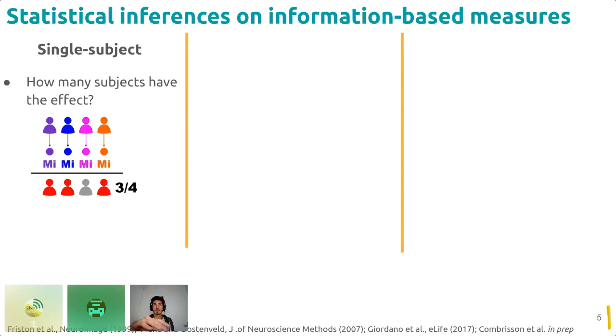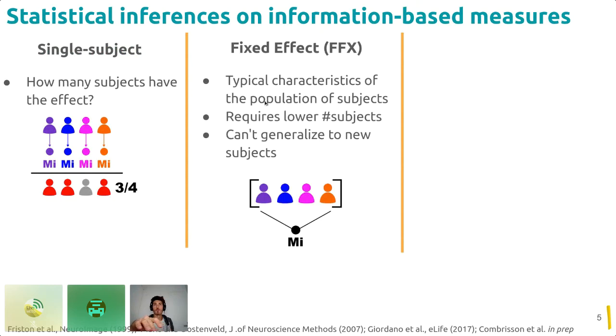For group level analysis, the first one is a fixed effect, where this time the data of the several subjects are concatenated. This is really like considering that the data are coming from one single subject, which means that you make the hypothesis that your effect should be quite consistent across your subjects. It's a really sensitive method. However, you can't generalize to new subjects.